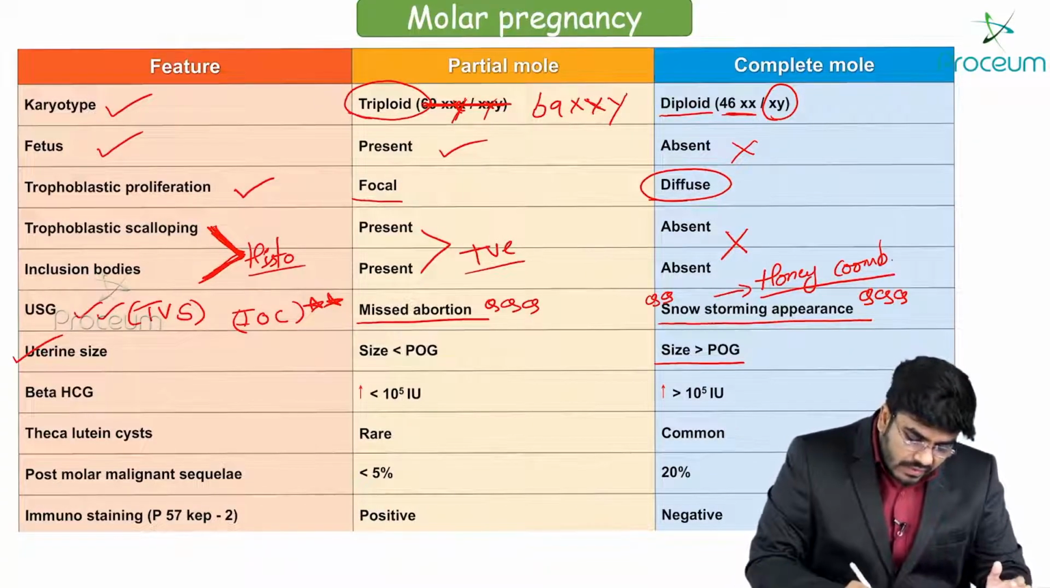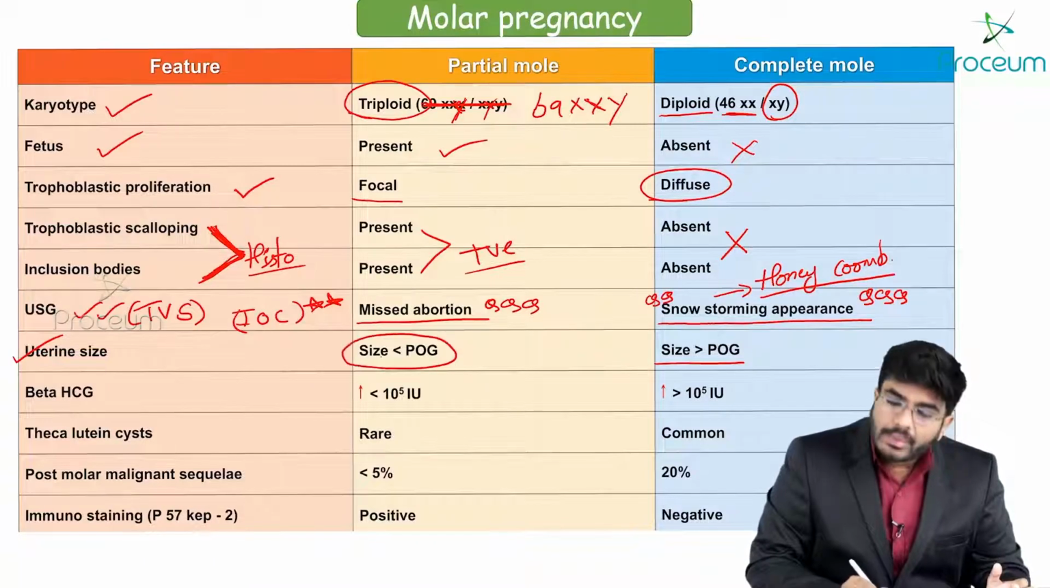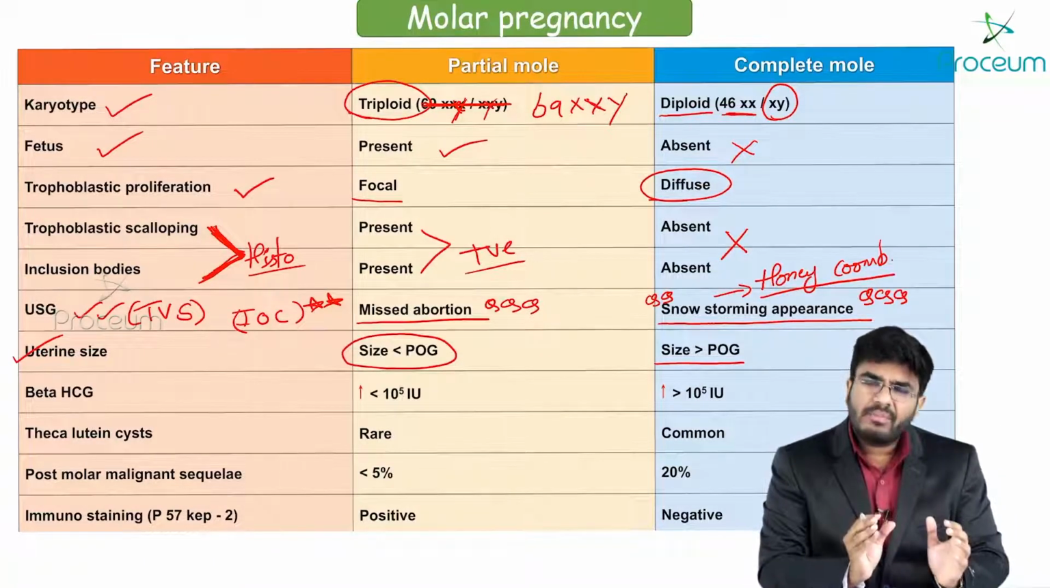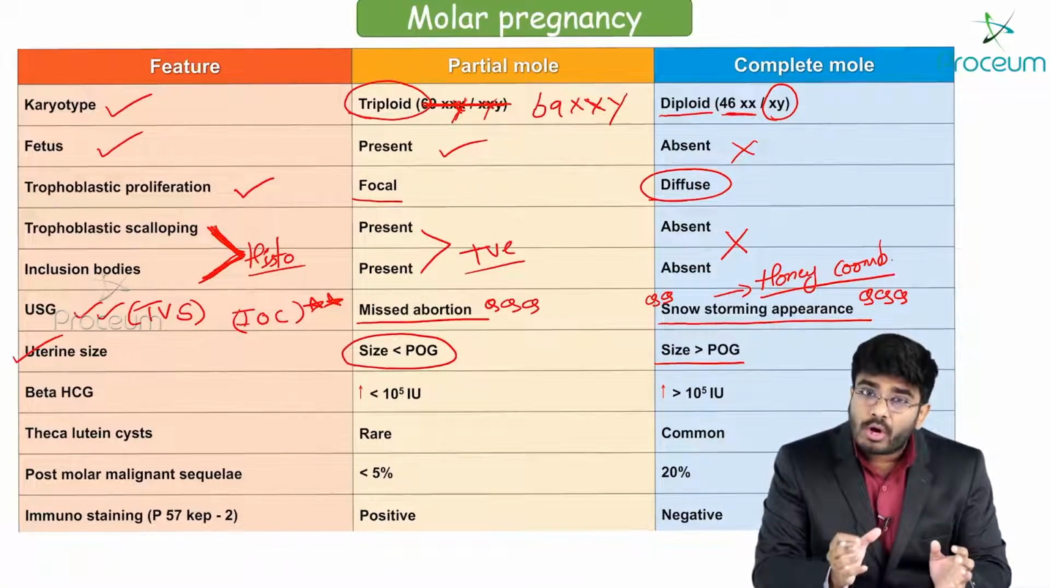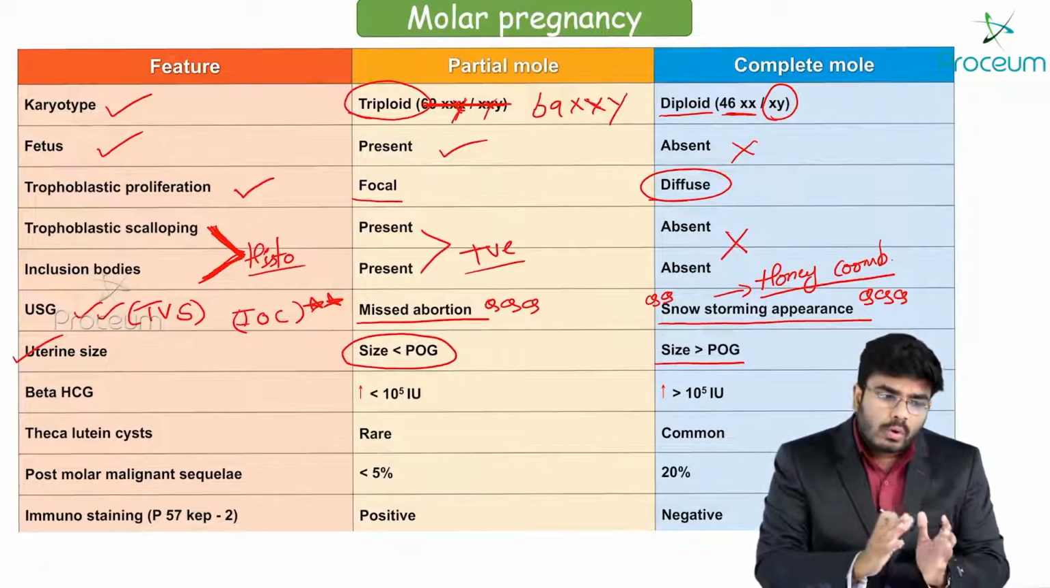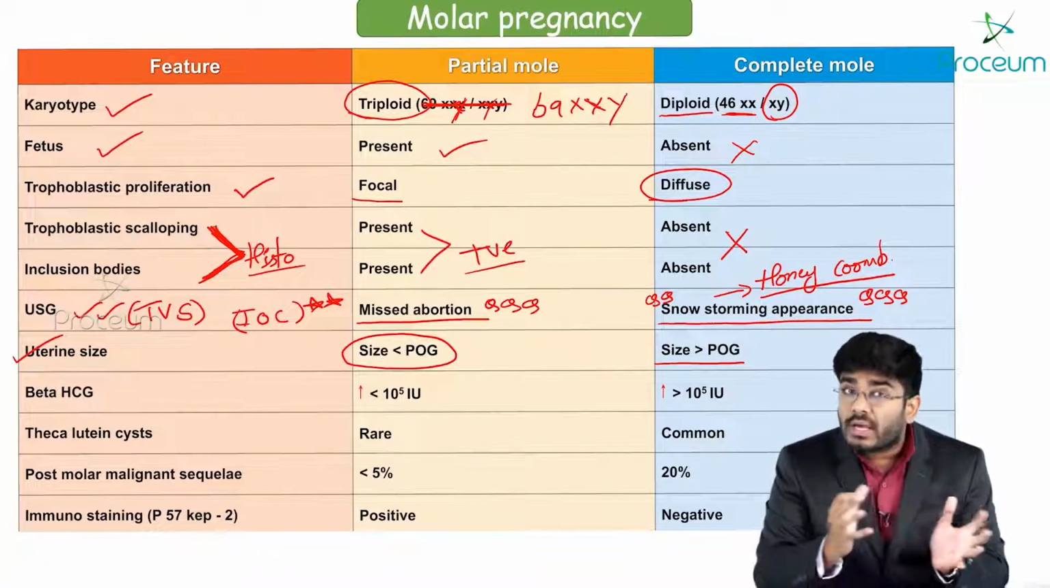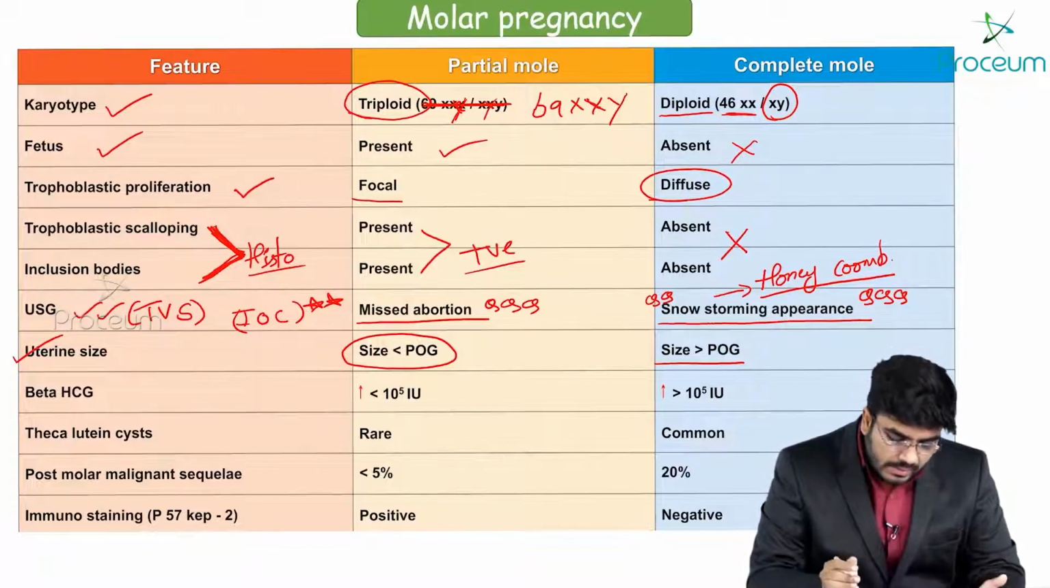Here, the size of the uterus is lesser than the period of gestation. Okay, why? Because there is some fetal tissue. It just looks like a missed abortion. The fetus is not growing. Only the trophoblast is proliferating focally. So, size is less than the period of gestation.